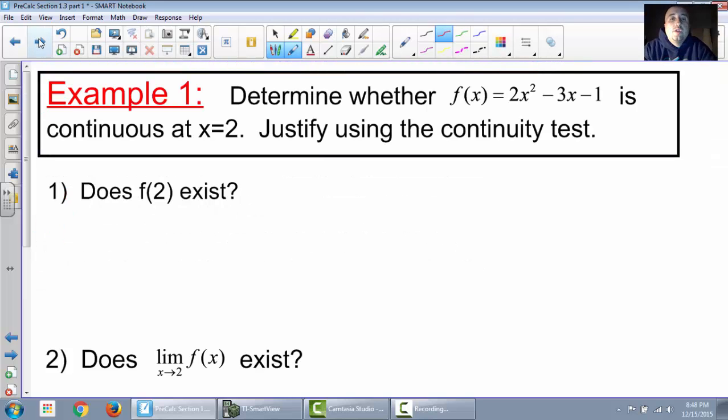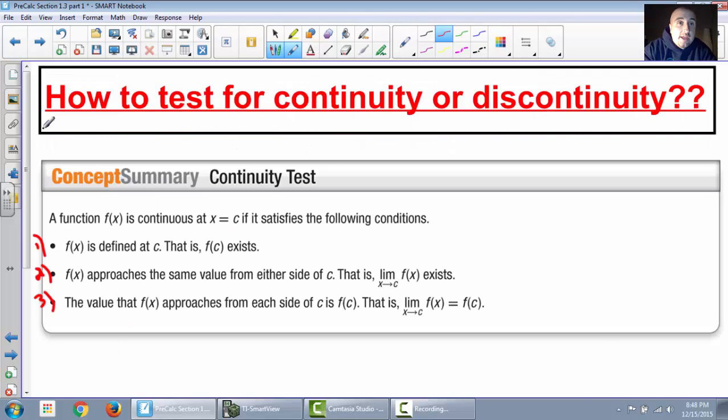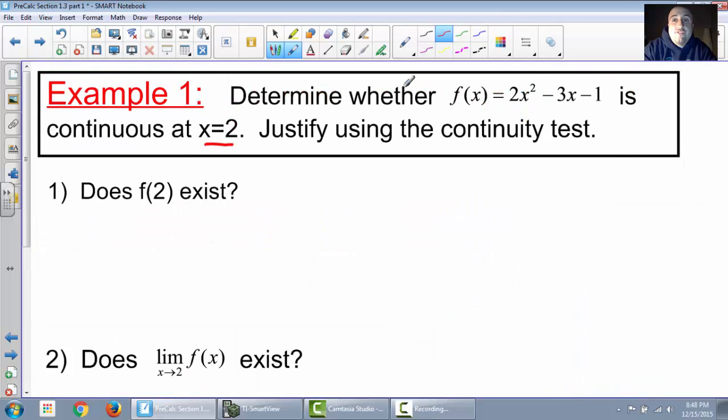All right, so here's example number 1. It says determine whether f of x equals 2x squared minus 3x minus 1 is continuous at the point x equals 2. Justify using the continuity test. So what we're doing is we're using this test on the previous page to show that this function is continuous, that there's no gap, break, or hole at x equals 2.